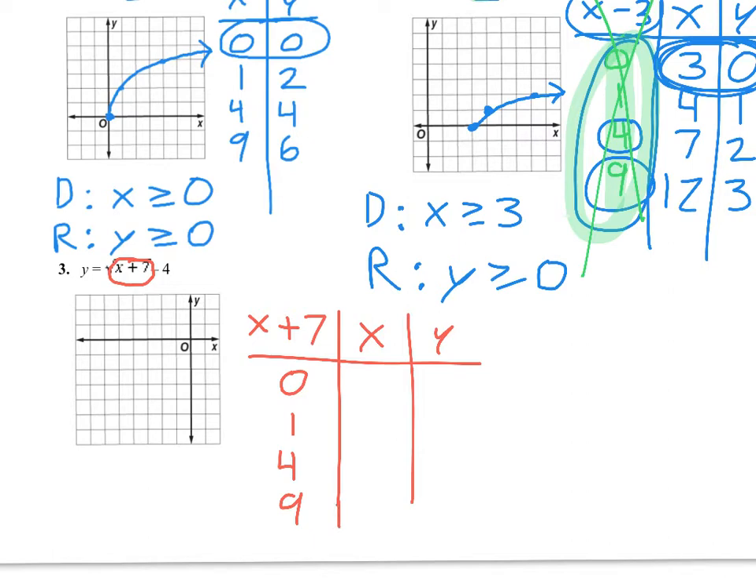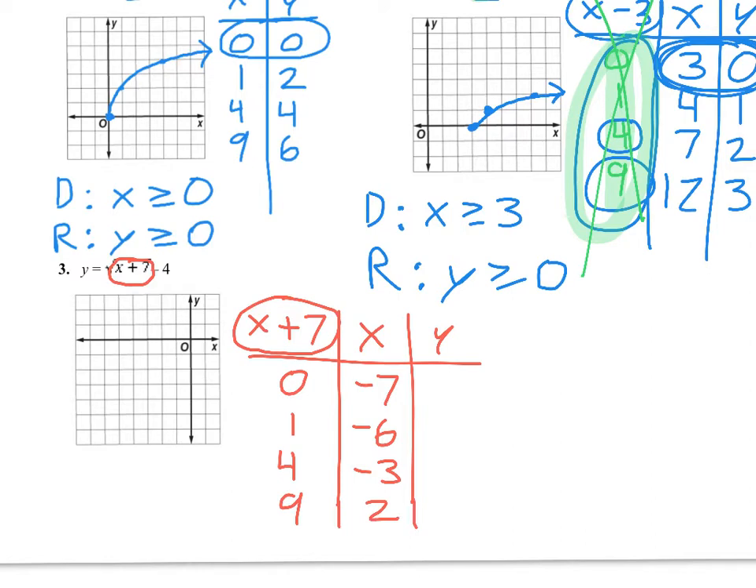Alright, so what value of x would make x plus 7 equal 0? The answer is negative 7. What value of x would make x plus 7 equal 1? That would be negative 6. So I'm pretty much just taking this column, every number in there, and subtracting 7. 4 minus 7 is negative 3. 9 minus 7 is 2.